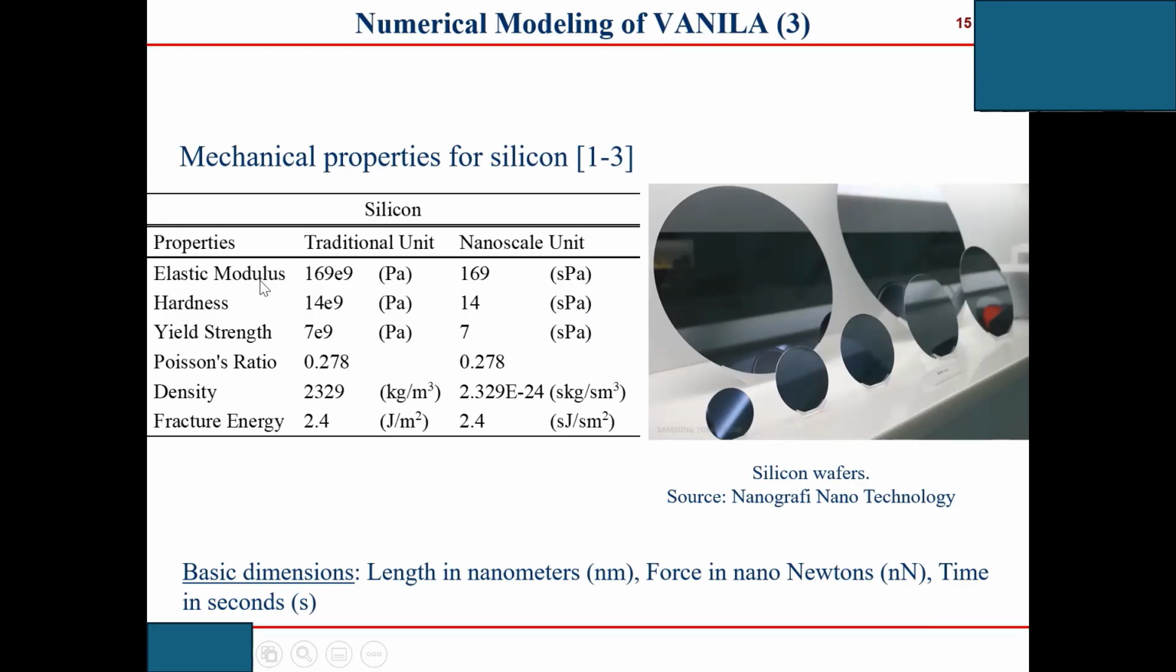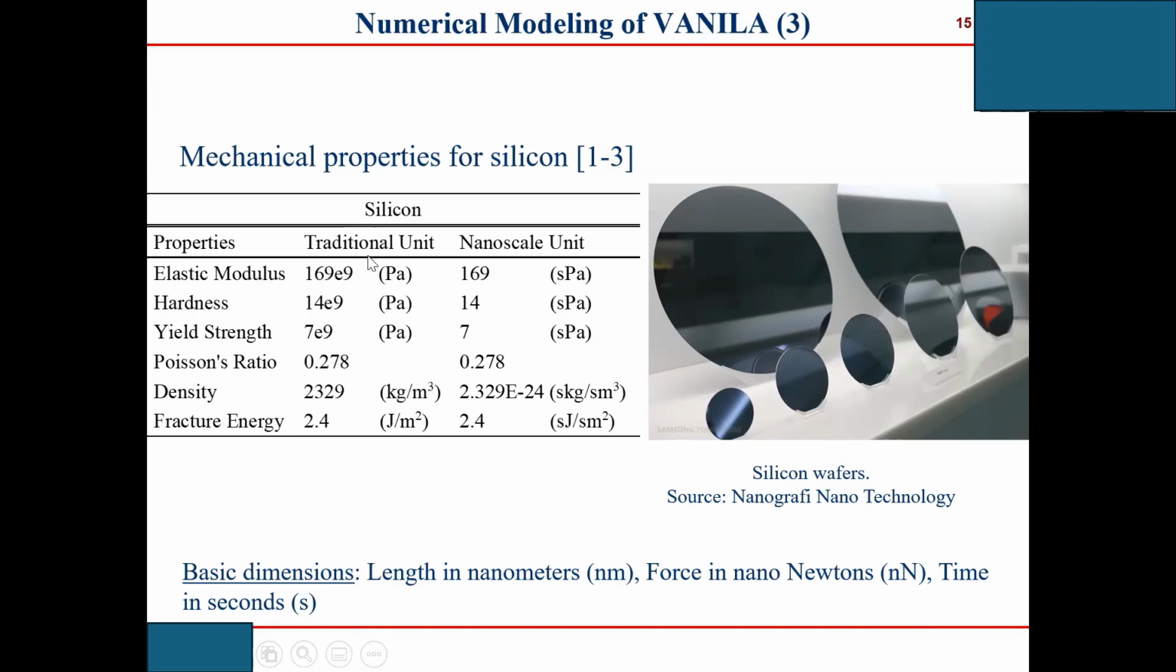This includes elastic modulus, hardness, Young's modulus, and Poisson ratio, density, along with the fracture energy. Fracture energy means how much energy you need to apply before the material fractures. So for the silicon, these are the traditional units. Okay, these are SI units, traditional units.